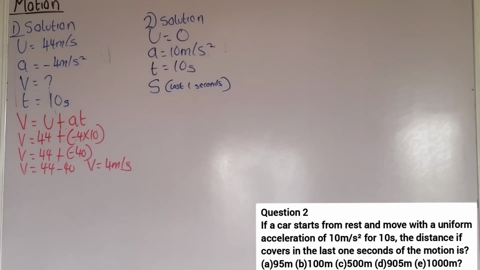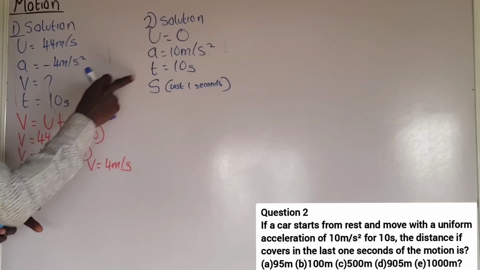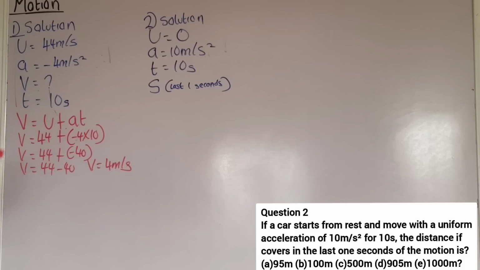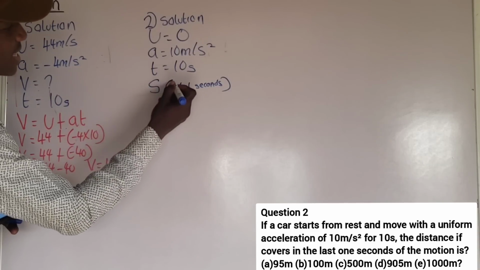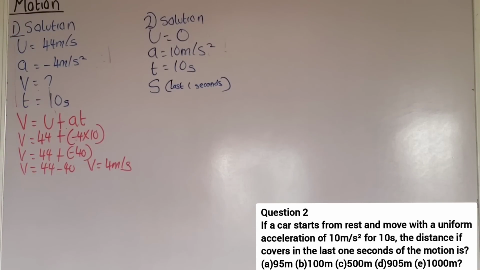Now, the distance covered in the last 1 second is the difference between the distance in the 10th second and the 9th second. You understand? Please pay attention. The time that you are given is 10 seconds. That is the total time taken for the car to travel. Now, we are asked to calculate the distance covered in the last 1 second of its motion. That means that this distance is the difference between the distance at 10 seconds and at 9 seconds.